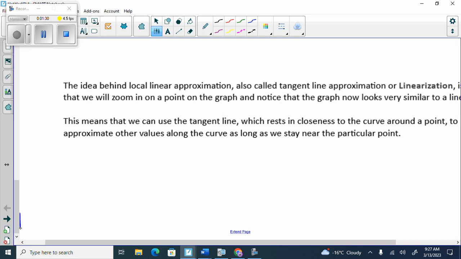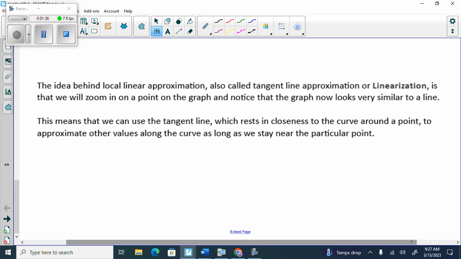So here it says, the idea behind local linear approximation, also called tangent line approximation or linearization, is that we will zoom in on a point on the graph and notice the graph now looks very similar to a line. This means that we can use the tangent line, which rests in closeness to the curve around a point, to approximate other values along the curve as long as we stay near the particular point. What the heck is that?